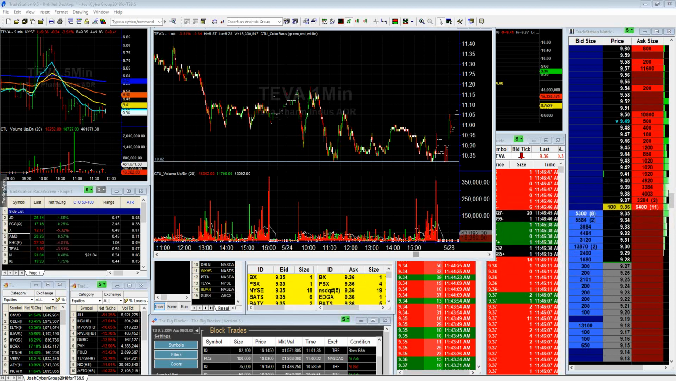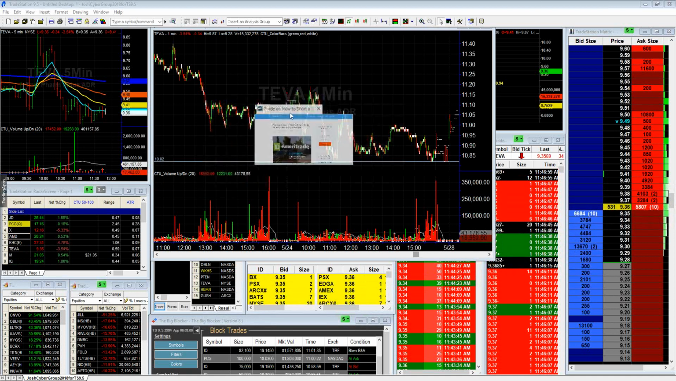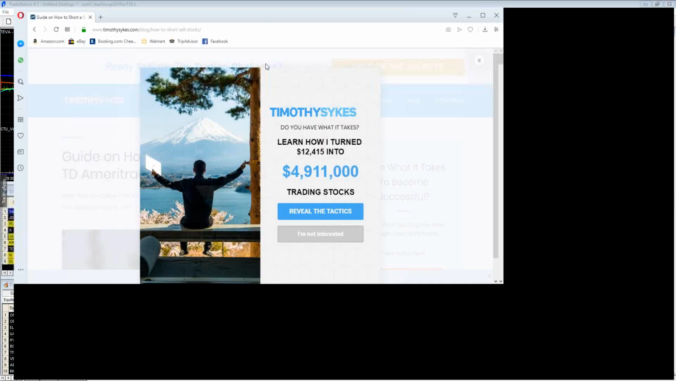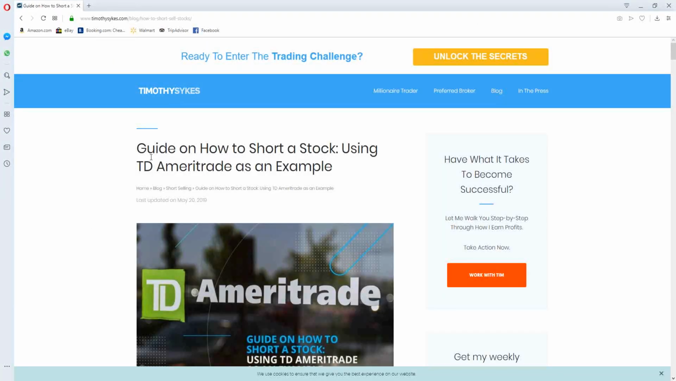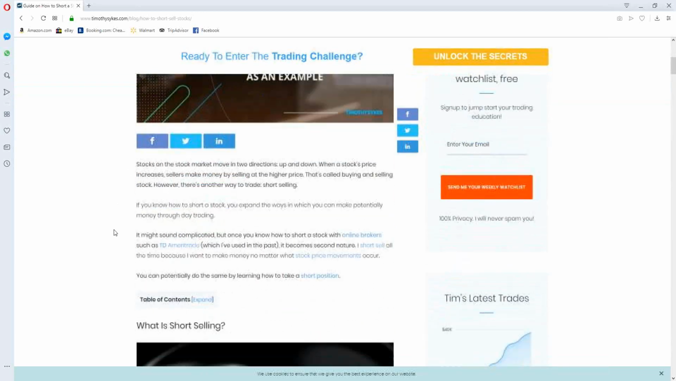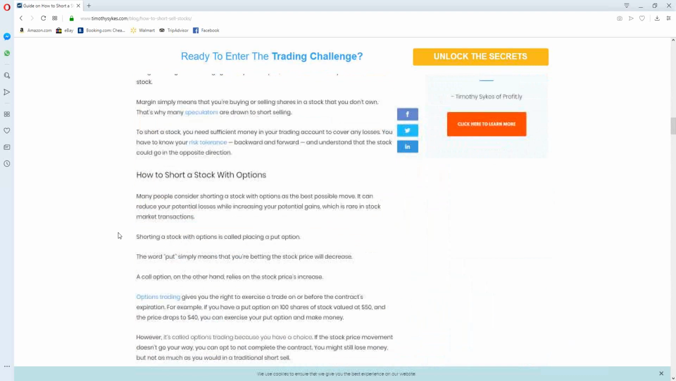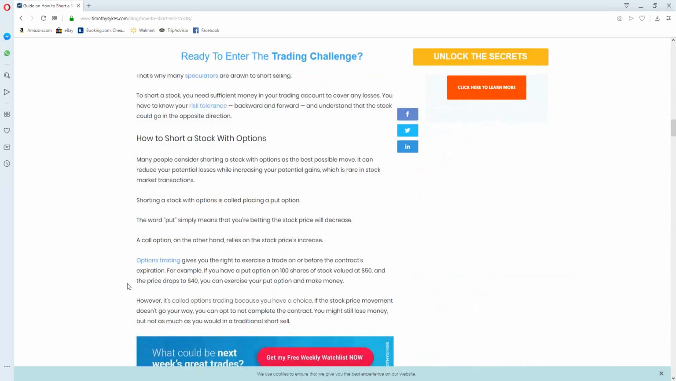That's from 2014. No, it's from 19. I don't like bringing up other mentors, educators, etc. But if you go to Tim Sykes' website, he has a brand new article this week, actually, a guide on how to short a stock using TD Ameritrade as an example. So I guess they go through a whole process as far as how to short with TD Ameritrade.